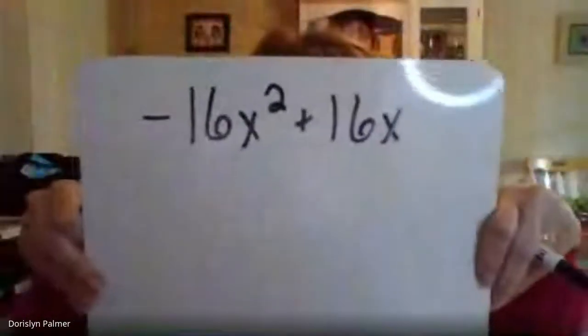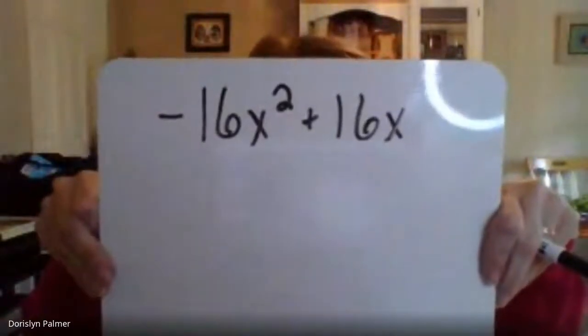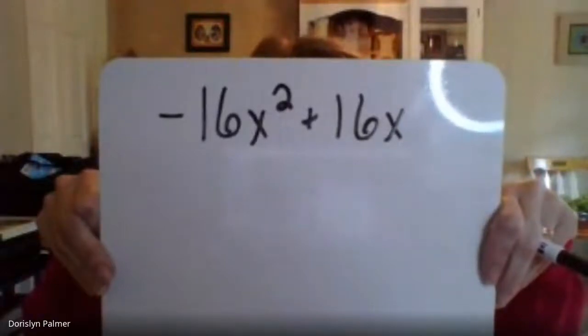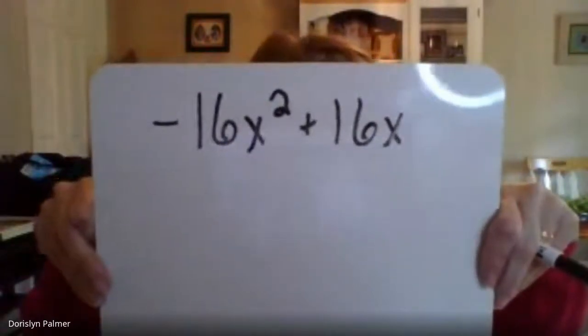A football is kicked into the air. The height of the football in feet after x seconds is modeled by this expression: negative 16x squared plus 16x. Factor this expression. We're going to do that first, and then I'm going to ask you to find the height after some seconds. But at first, I want you to factor this. Okay, so everybody factor this expression.